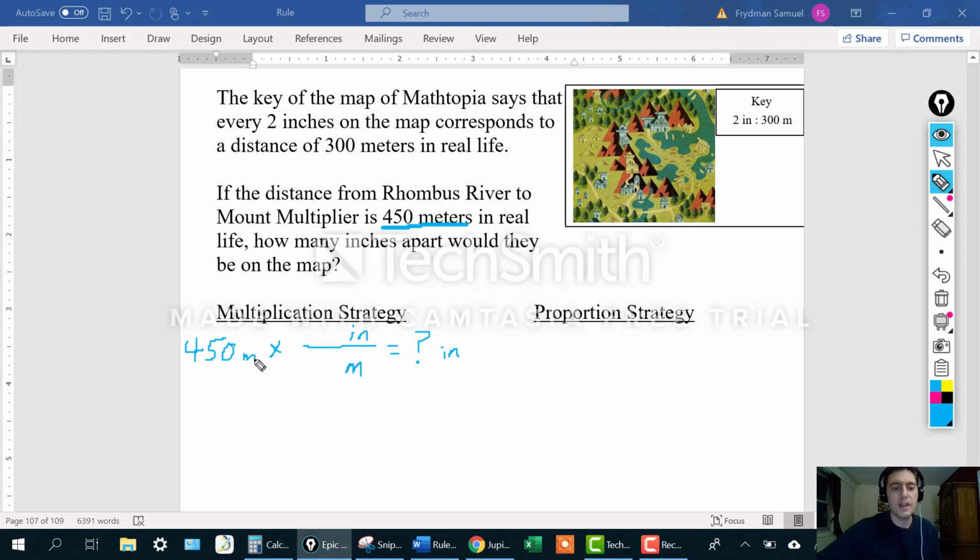Okay, again, units cancel out in the same way that fractions do. So if I have meters here and meters here, then they cancel out. And the only thing that I'm left with is just inches, which is what I wanted because I want my answer to be in terms of inches.